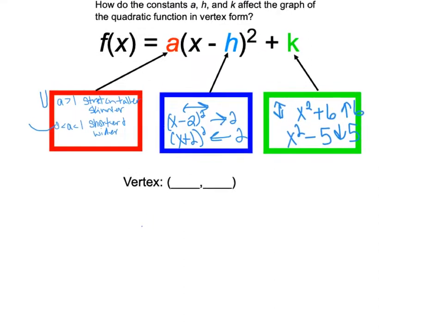Okay, and the other good thing is we can figure out where the vertex is. Remember, the vertex is that place where the parabola changes direction, right at the very bottom of your parabola. And that vertex is at H, the value of H, and the value of K. So when you want to find the ordered pair for the vertex, you're just going to look at those values there.